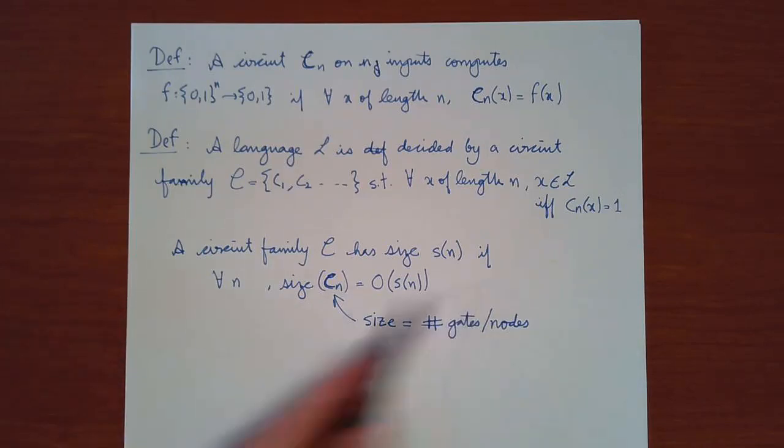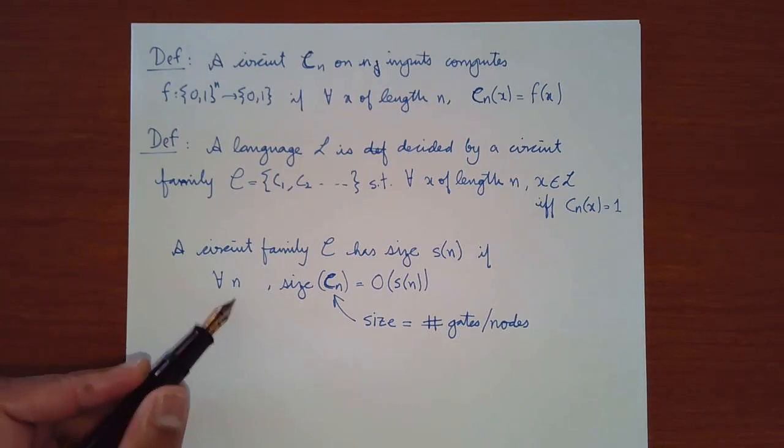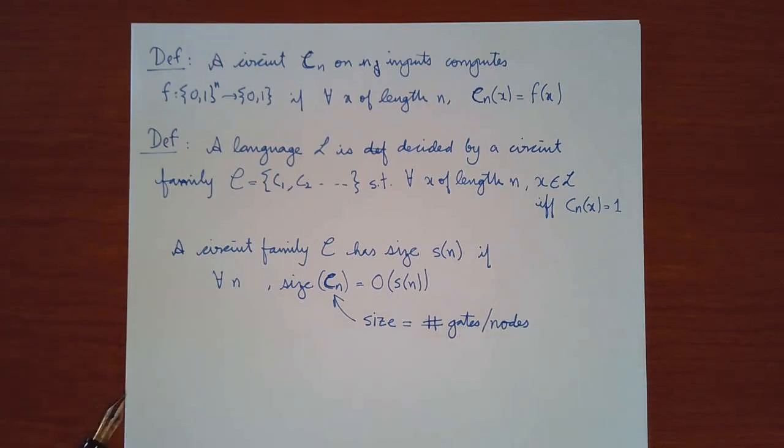So a circuit family has size S of n if for all input lengths n, you look at the circuit of that size. So think about a circuit family as almost like providing a different algorithm for every possible length. When you think of an algorithm, you think of one algorithm that has to work regardless of the input size. That's what an algorithm is about. For a circuit, it only has to work for all inputs of a given length. This makes sense?